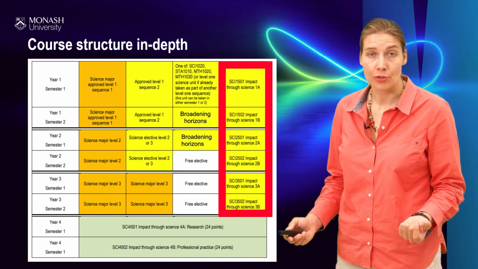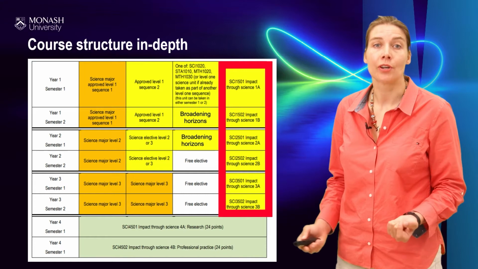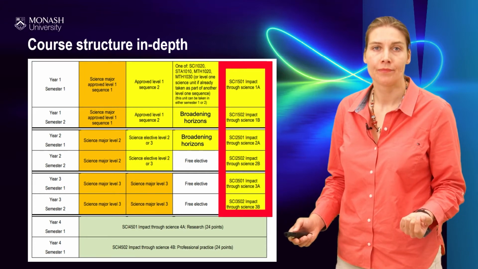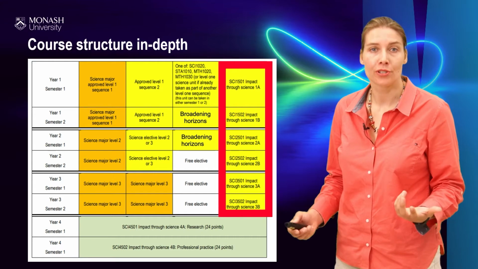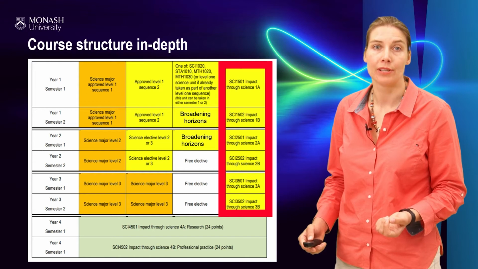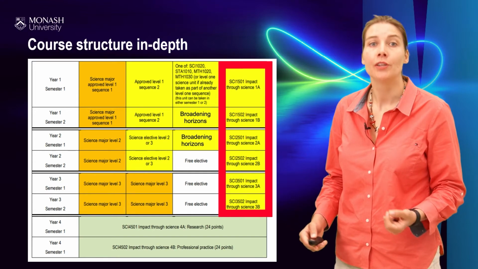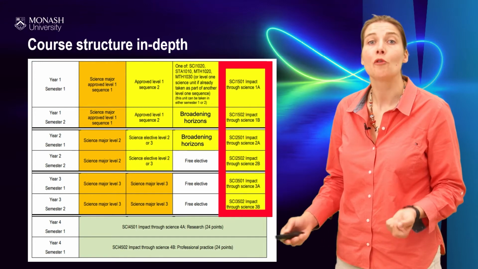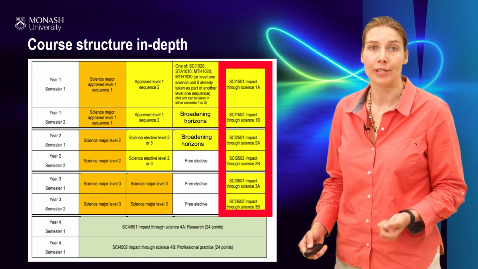If you're a full-time student, and you need to be to start your enrollment, you will enroll into 8 units. For example, in the first semester you'll do 4 units, which is the equivalent to 24 credit points, and in the second semester you'll do another 4 units, which is another 24 credit points, for a total of 48 points.